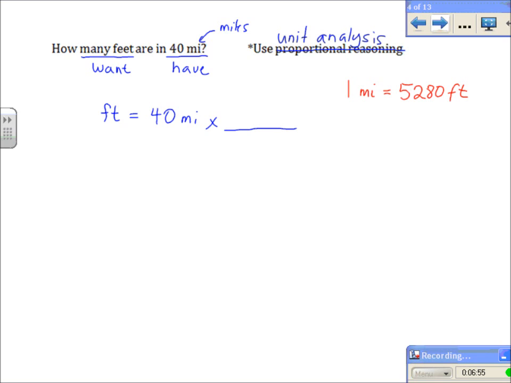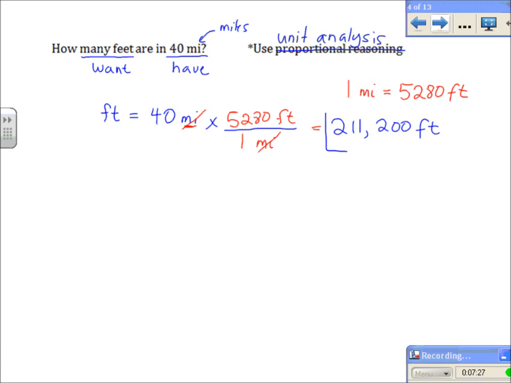I have to think about what I'm going to put on the top and what I'm going to put on the bottom. Remember, I'm trying to cancel out my miles, so I want my 1 mile to go on the bottom, and the other half of this factor, 5,280 feet, is going to go on the top. Okay, my miles are going to cancel. My answer is going to come out in feet. Okay, and it's going to be 211,200, big number, of feet.